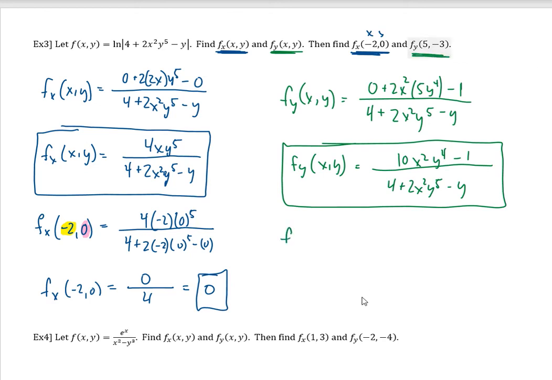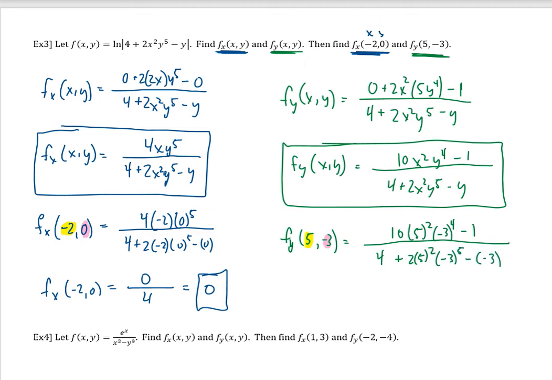All right, so we have our partial derivative with respect to y at these coordinates, 5, negative 3, and we'll plug all of that in to the respective spots up there. So again, all the x's should be 5, all the y's should be -3. And when we do that, we'll have 10 times 5 squared times -3 to the 4th minus 1. And then 4 plus 2 times 5 squared times -3 to the 5th minus -3. Okay, so these numbers didn't simplify as nicely as that first one.